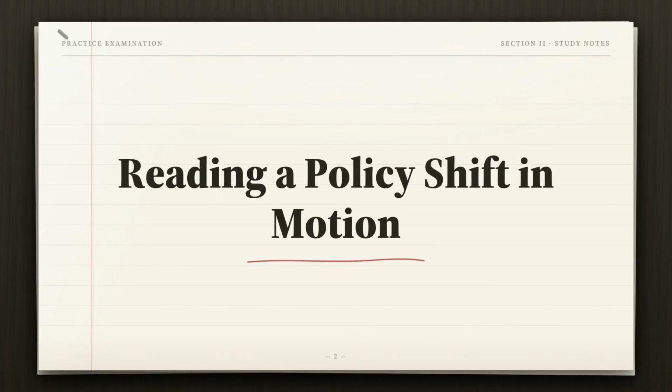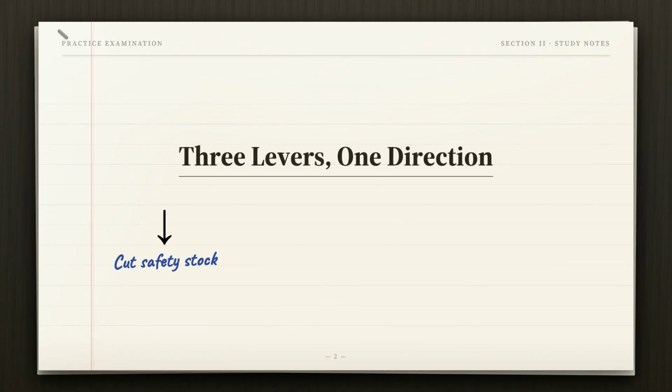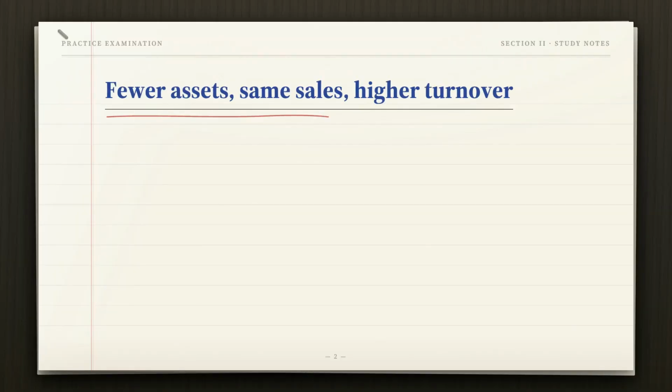Some scenarios don't describe a steady state. They describe a company changing direction, and your job is to read where it's heading. Cutting safety stock shrinks inventory. Tightening credit terms shrinks receivables. And sweeping idle cash trims the cash cushion. A shift is recognized not from one move, but from several moves aligned in the same direction toward holding fewer current assets. This alignment is usually driven by pressure to raise return on equity.